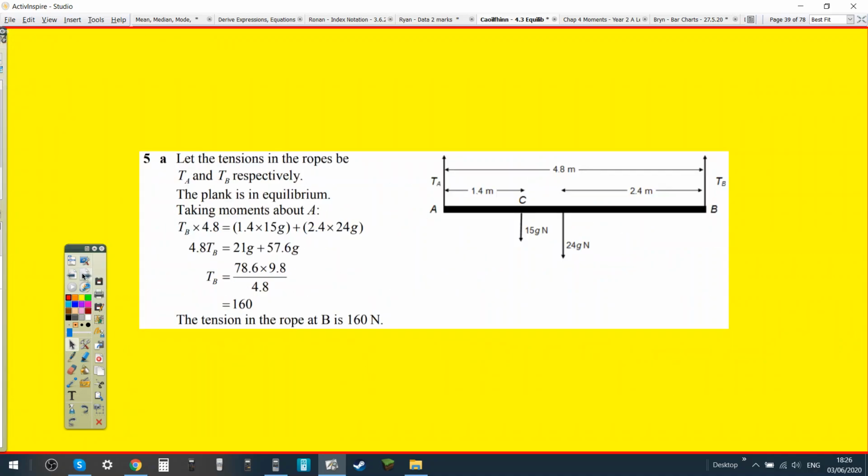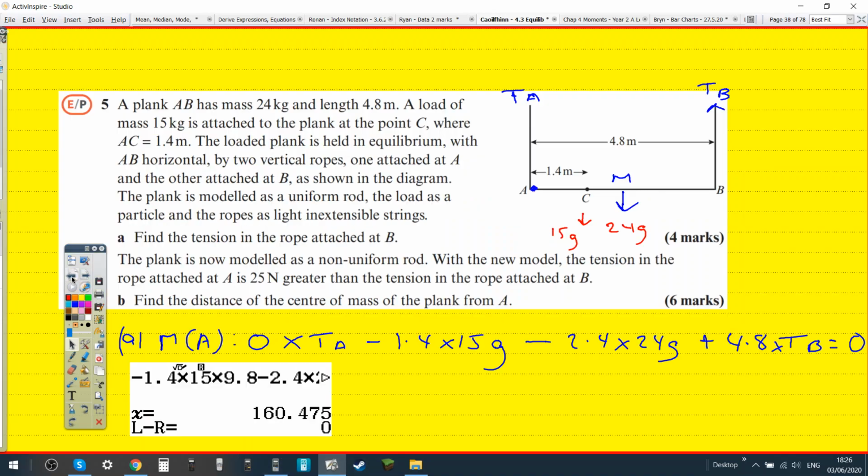Let's see. They're saying it's roughly 160 to 3 sig fig. Hang on a second. They're not saying 3 sig fig, they're just saying 160, they just rounded it to 3 sig fig. So you actually did 1.4 times 15g and all that stuff? Yeah, I did it right.